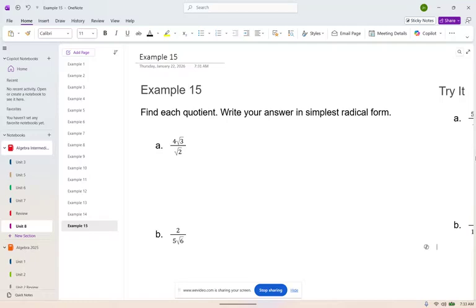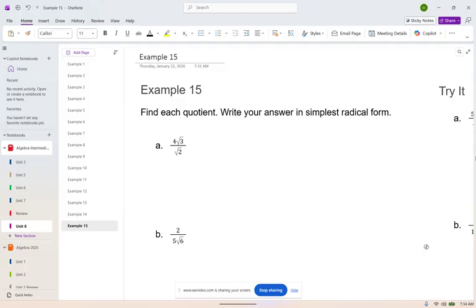In this video, we're going to be looking at example 15, which is our first taste of rationalizing the denominator. Remember that when we have a fraction as our final answer, we do not want a square root in our denominator. And so we rationalize the denominator, and this is what that looks like.